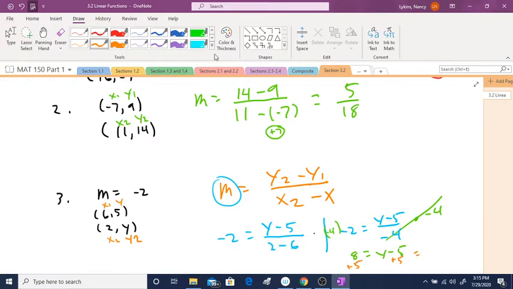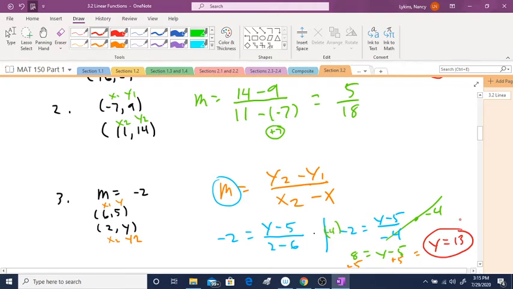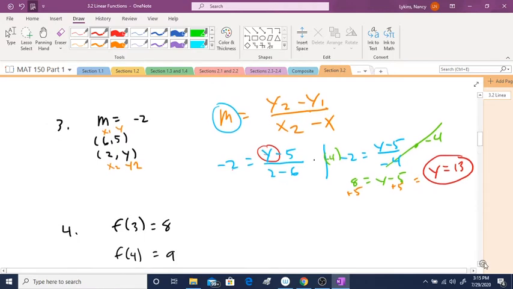So Y equals 13. And here's how you know you're correct. If you put 13 in for Y right here, 13 minus 5 is an 8. We already know what 2 minus 6 is, a -4. So 8 divided by -4 gives you that -2. That's how you know you've gone back and you can check your answer, see if you got it correct.